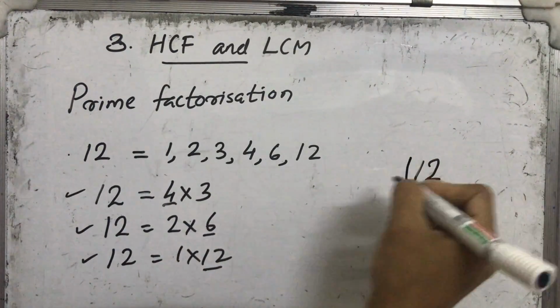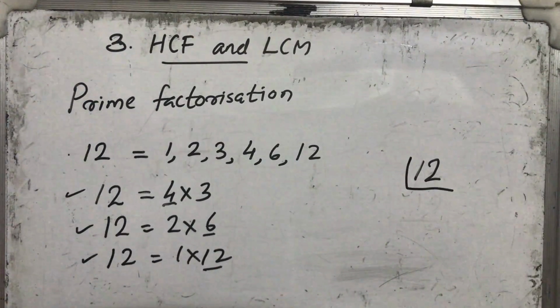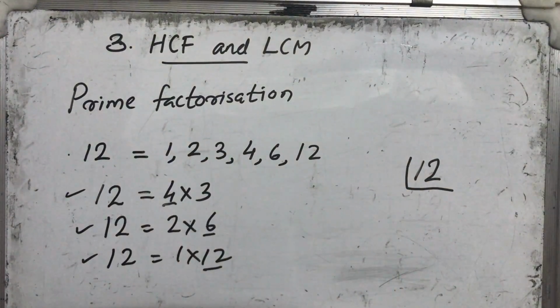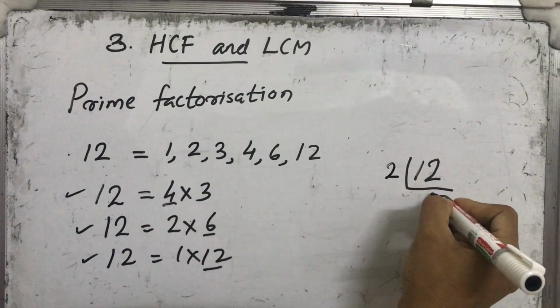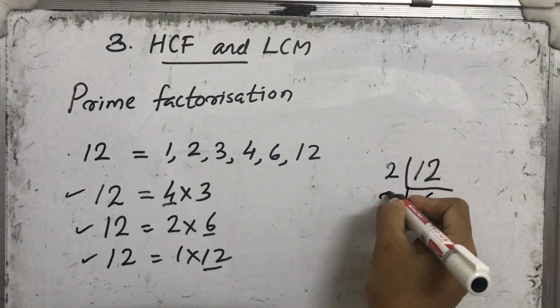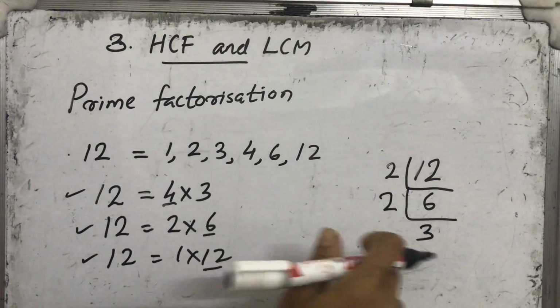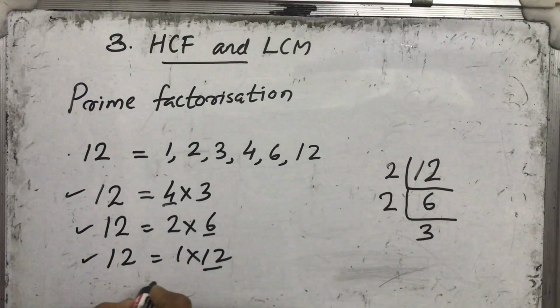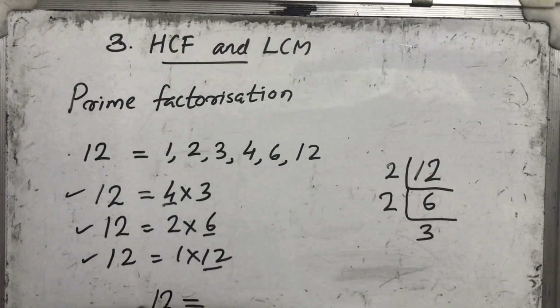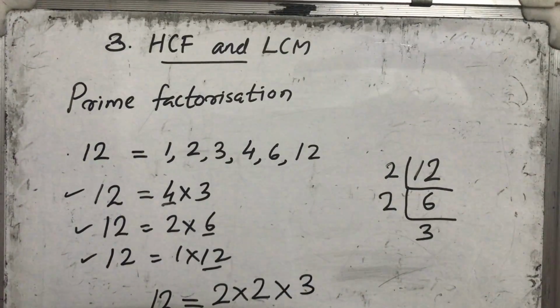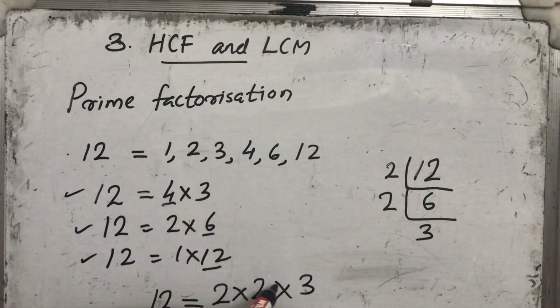Factorize this 12 like this. We divide by the least prime number that we know, which is 2. First we check whether 12 is divisible by 2 or not. 12 is an even number, so we can divide 12 by 2 and we get 6. Again we divide 6 by 2 and we get 3. Now we got a prime number, so we can stop there. So we can write the prime factorization of 12 as 12 is equal to 2 into 2 into 3. When we multiply 2 into 2, 4, 4 into 3, 12.